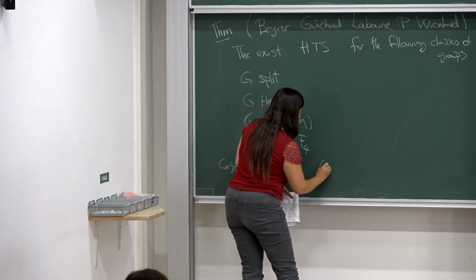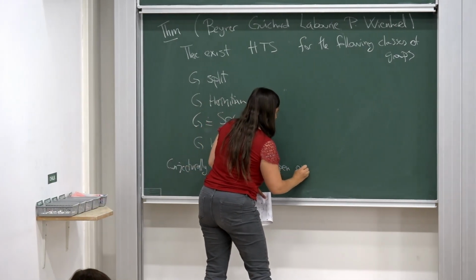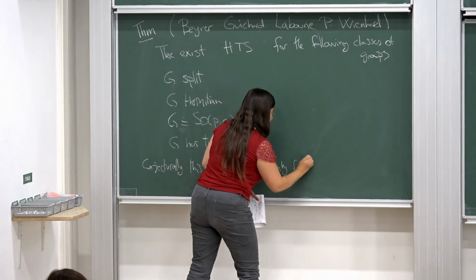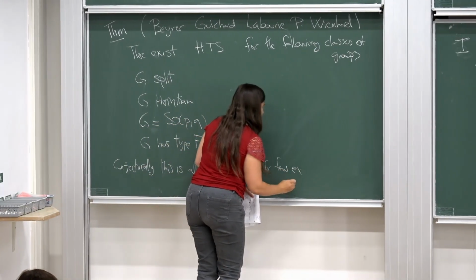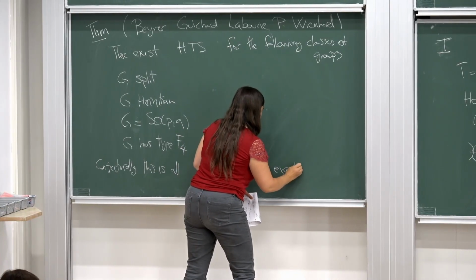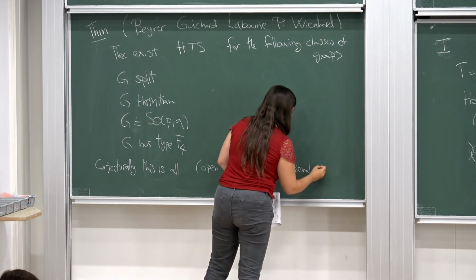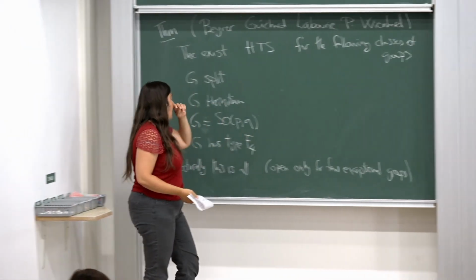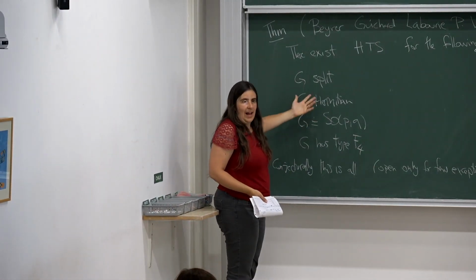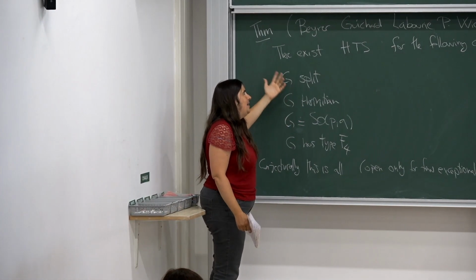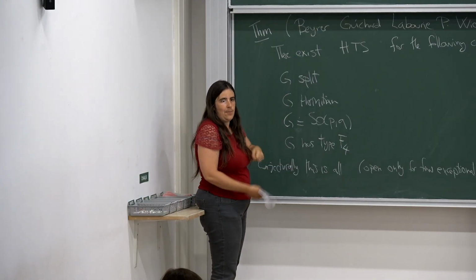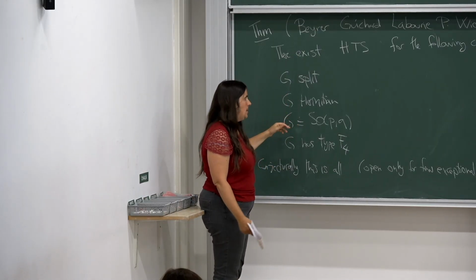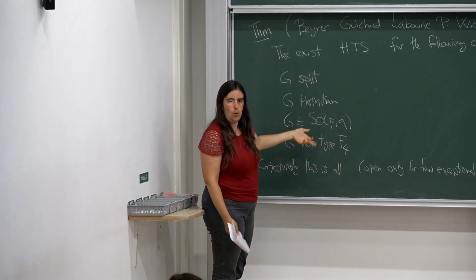And this is open only for a few exceptional groups. So for the non-experts, Lie groups are classified and are really the groups that you learn in linear algebra. They come from forms on vector spaces, plus a few exceptional groups that have been classified.